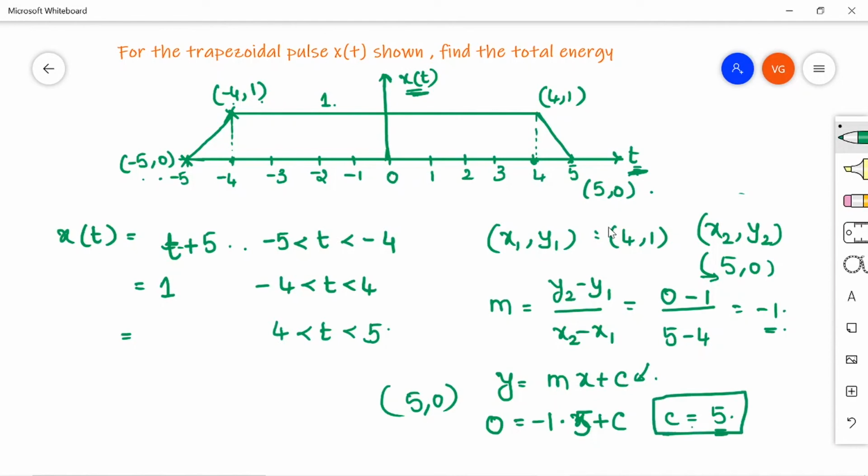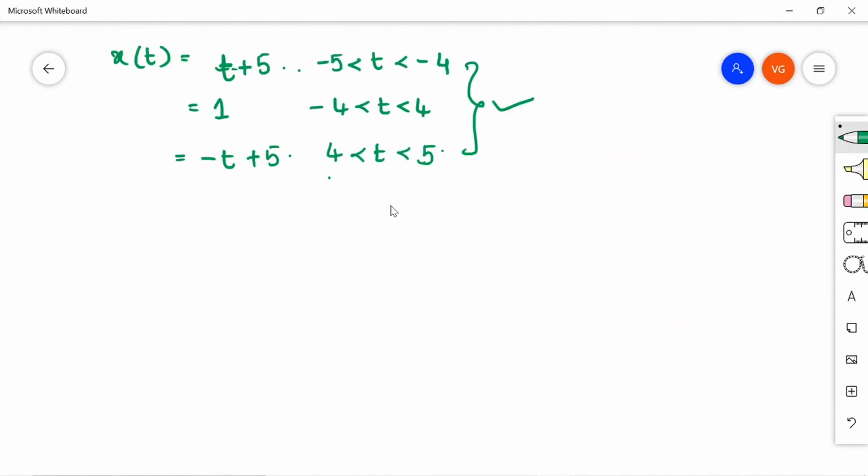So in this y is equal to mx plus c equation, y is nothing but your y coordinate, that is x of t is equal to, slope is given as here minus 1, into x is nothing but your x coordinate t plus constant is 5. So the equation x of t, the signal is defined as minus t plus 5 in the interval 4 to 5. This is how we have defined the given signal.